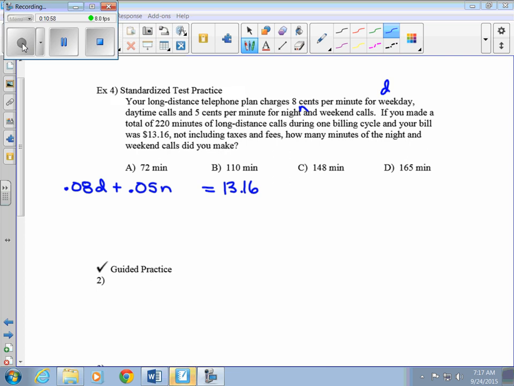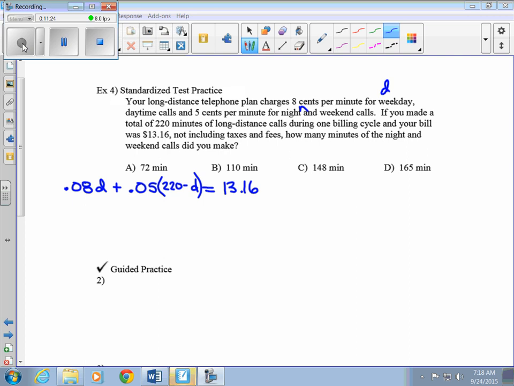I do know that we made a total of 220 minutes of calls. So I want them to be the same variable. So instead of n, once again, just like we did in the other section, I know that my total is 220, and I'm going to subtract d. That's going to give me my nighttime calls.